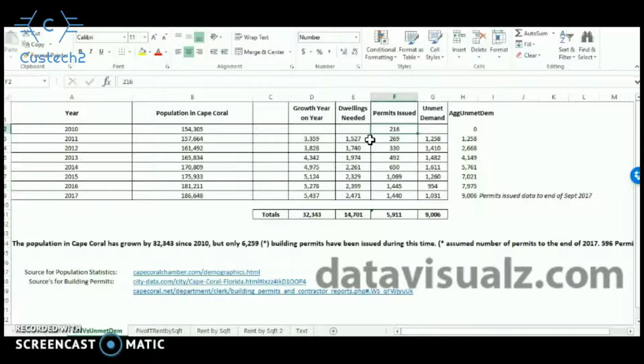The permits, house permits issued, are also increasing, but I can clearly see the difference. In 2014 there were 2,200 dwellings needed, but only 650 permits for constructing houses were issued, and this means there is an unmet demand of 1,611. And this last column tells that the unmet demand is increasing every year. It means that when the demand is increasing, prices should increase, because the supply has been very limited.